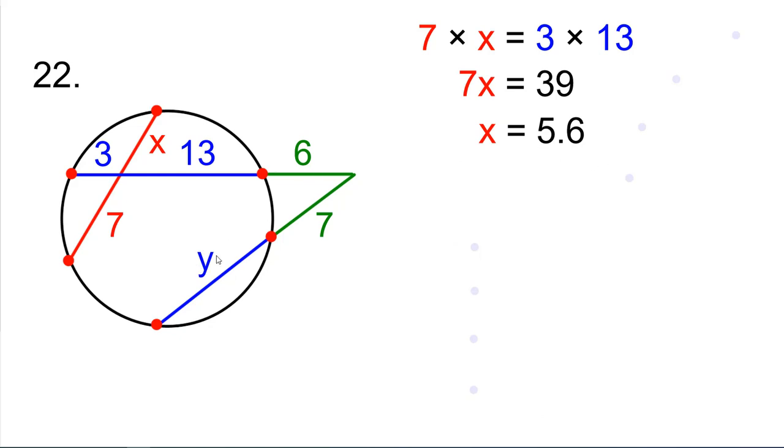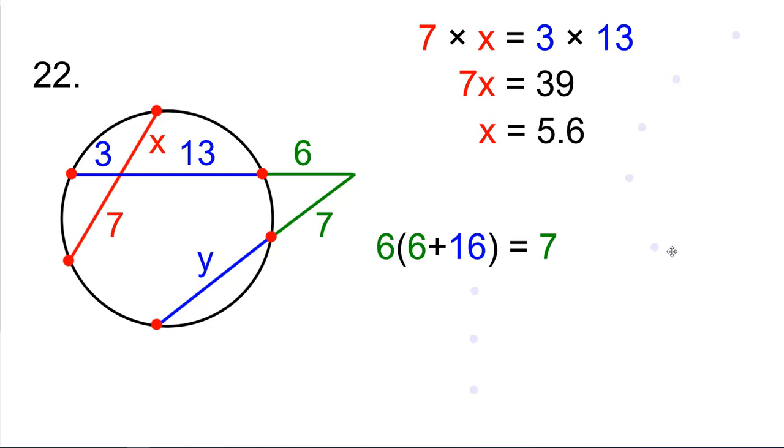Now we want to solve for y. So we have two secants. Just ignore the red chord here and look at the blue ones. Isn't the color coding nice? All right, so we're going to do the outside of 6 times the whole thing, which is 3 plus 13. We've got to add that together plus the 6 as well, right? So it's going to be 6 times 6 plus 16. Okay, so we had to add those together.